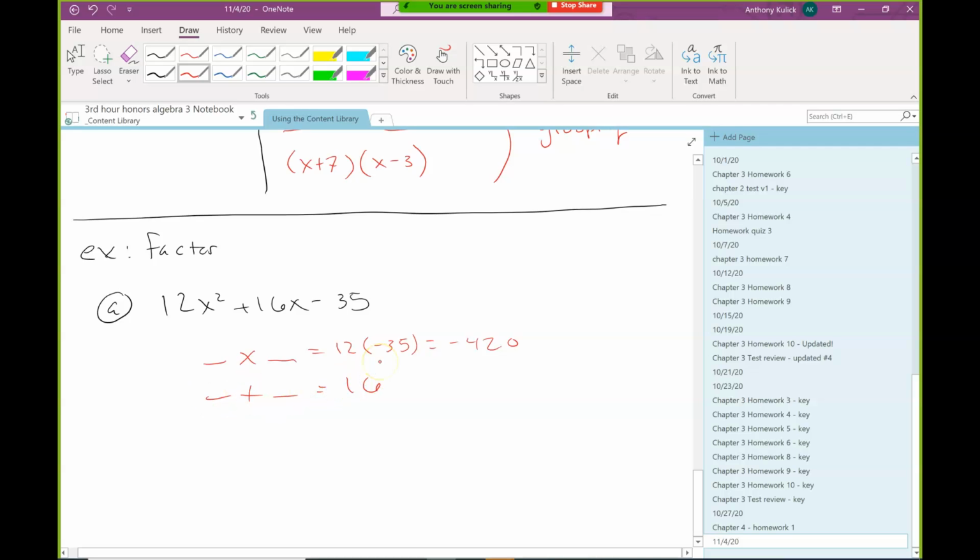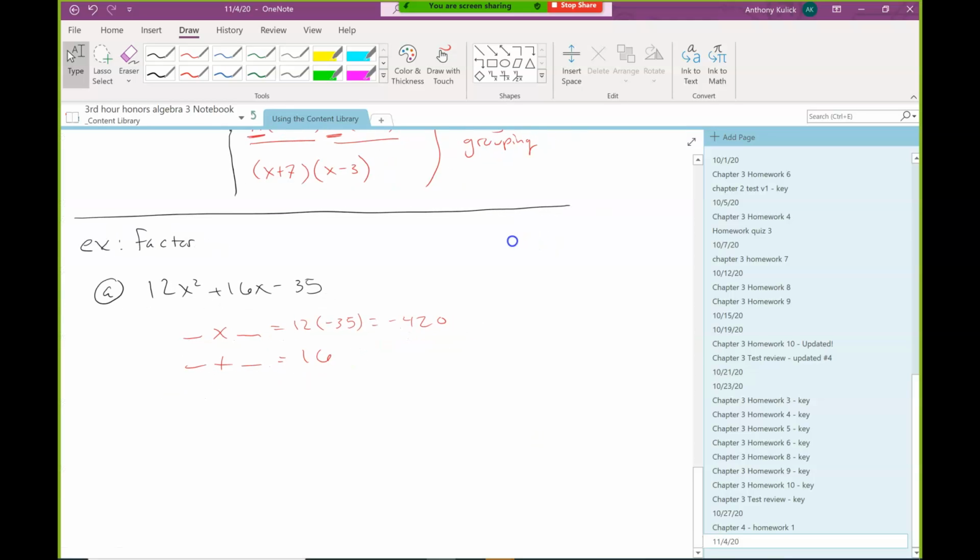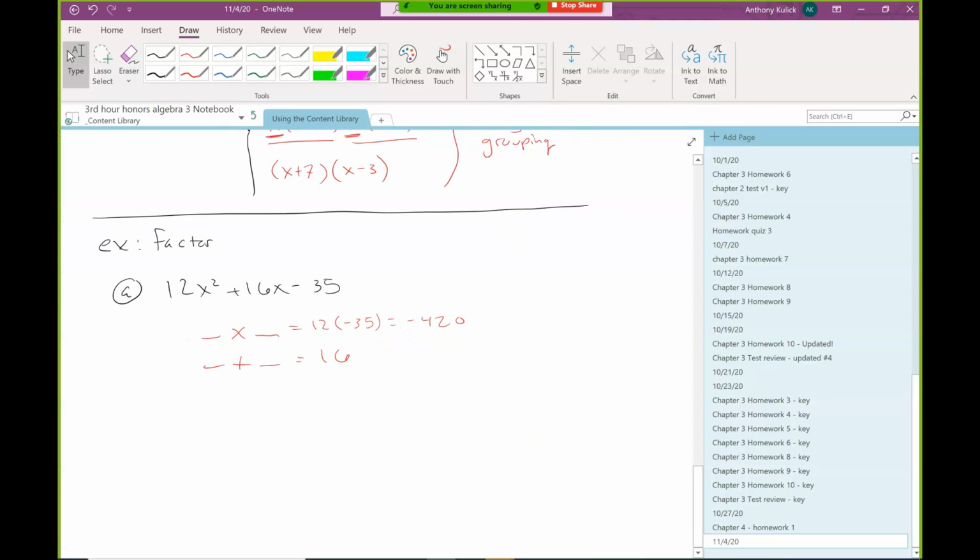So it's probably not obvious right away what those two numbers are just by looking at it. These numbers are probably big enough that we're not going to see them right away. That's okay. So let's start by just making a list. We'll have things that multiply to give us 420 and add to give us 16, and we'll do this exhaustively. So I'm just going to go factor by factor.